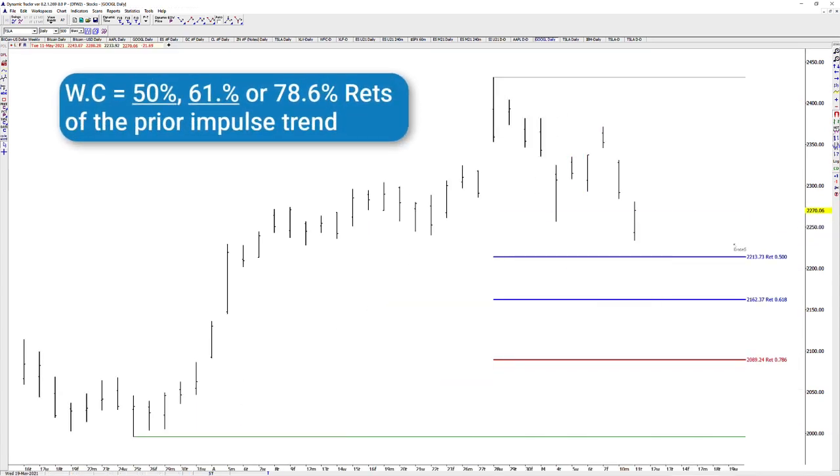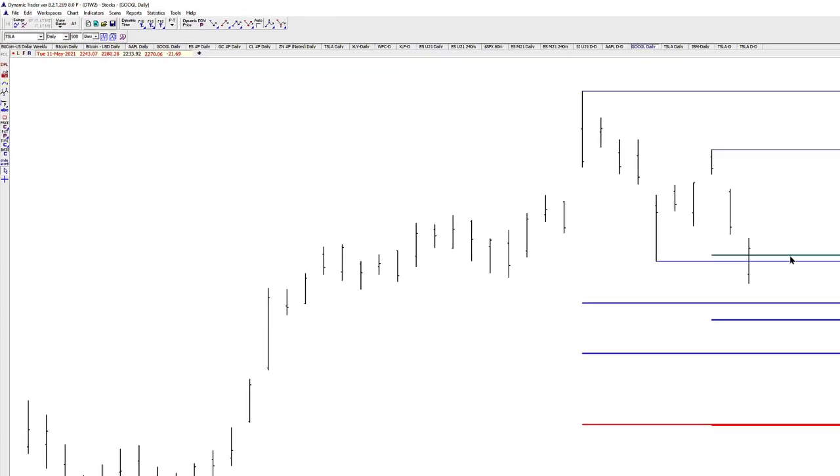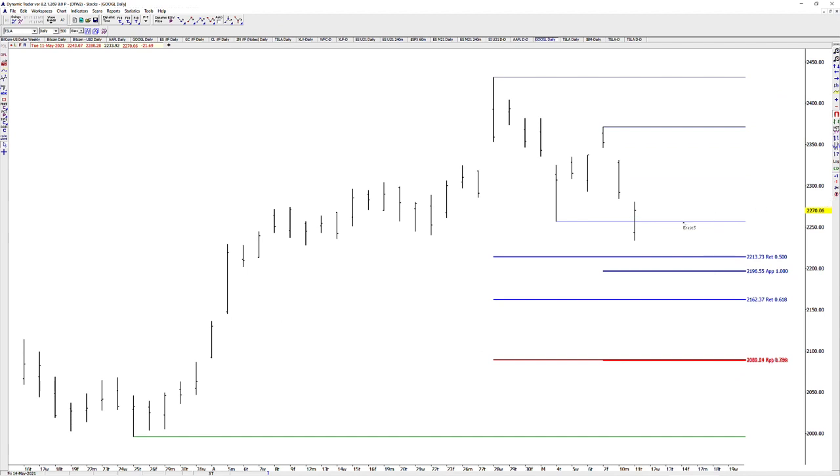And again, I just take off the 38. So I've got the 50 and 62% retracements. Those are the typical retracements for a correction against an impulse trend. I do have the 78.6% on there. Then I do the alternate price projections. And again, the 62% alternate price projection is above the current market, so it's not relevant.